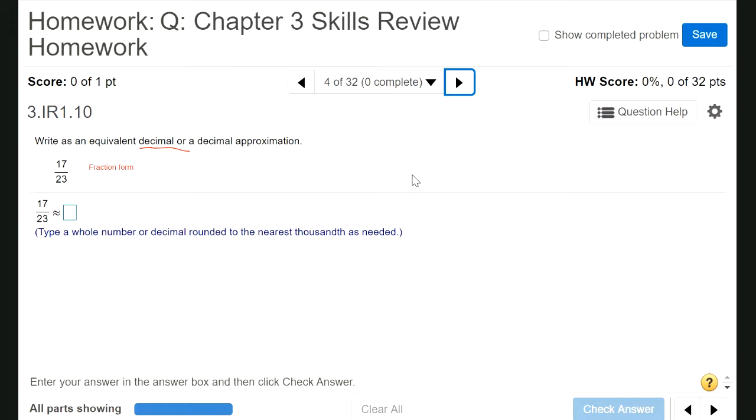So on this one, when you see 17 over 23, it means, and you don't put the bigger number first, it's always the top number divided by the bottom number. So what that means is 17 divided by 23. So if you do that in your calculator, I'm not expecting you to do that by hand. We're not going to do long division here. We're going to divide in our calculator. 17 divided by 23.